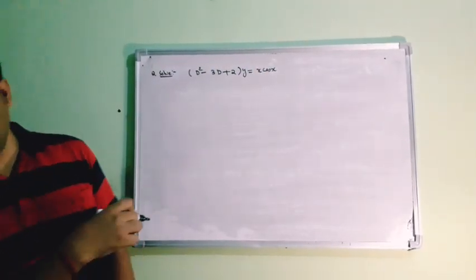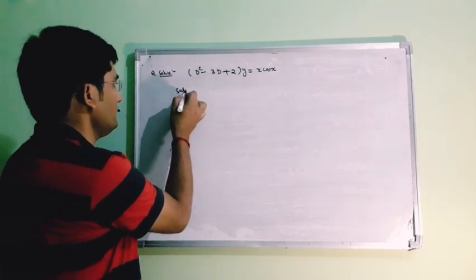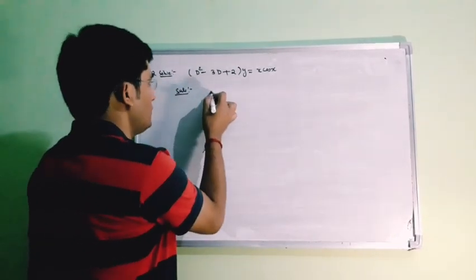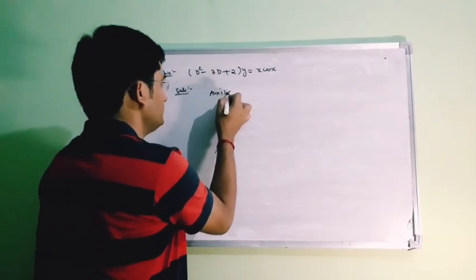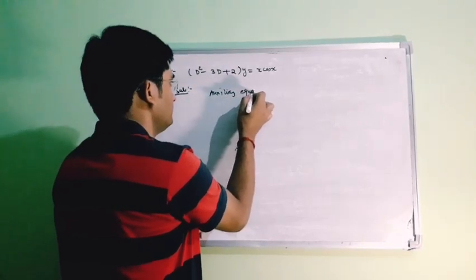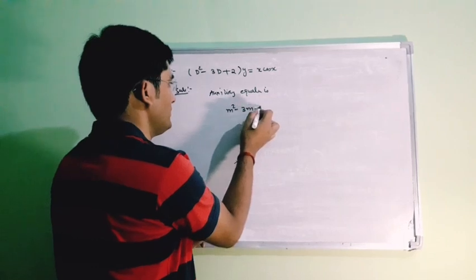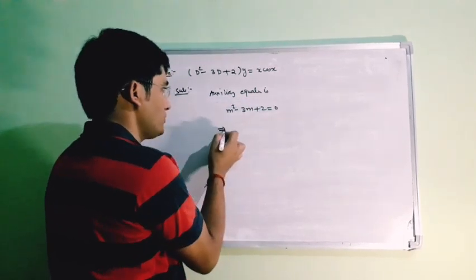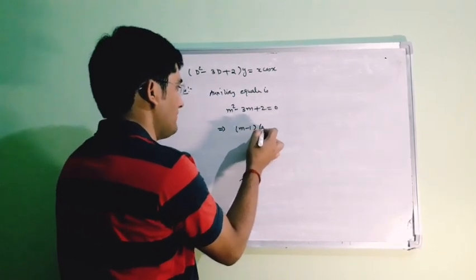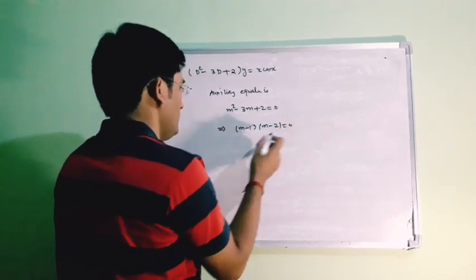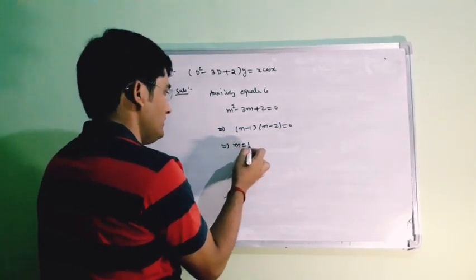Let us solve this problem. So solution, your auxiliary equation will be m square minus 3m plus 2 equal to 0. So from here our factors will be (m minus 1)(m minus 2). So m is equal to 1 and 2.